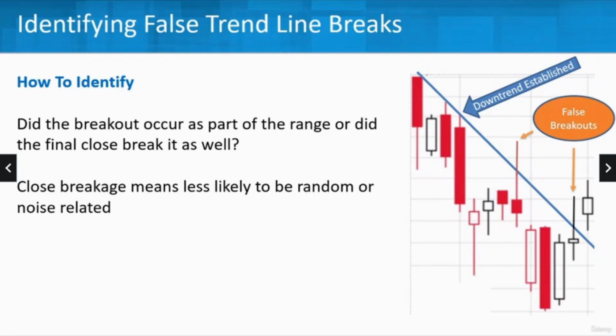So when the close breaks through, it means it's less likely to be a random event or noise related. That means people are finishing their positions, closing their positions for the day. And so the close, as the final price of the day, is a much more accurate way, or at least an identifier, that this might be a false breakout if it doesn't break through that trend line. If it does, then it's very well established that there is a breakout and the trend is over.